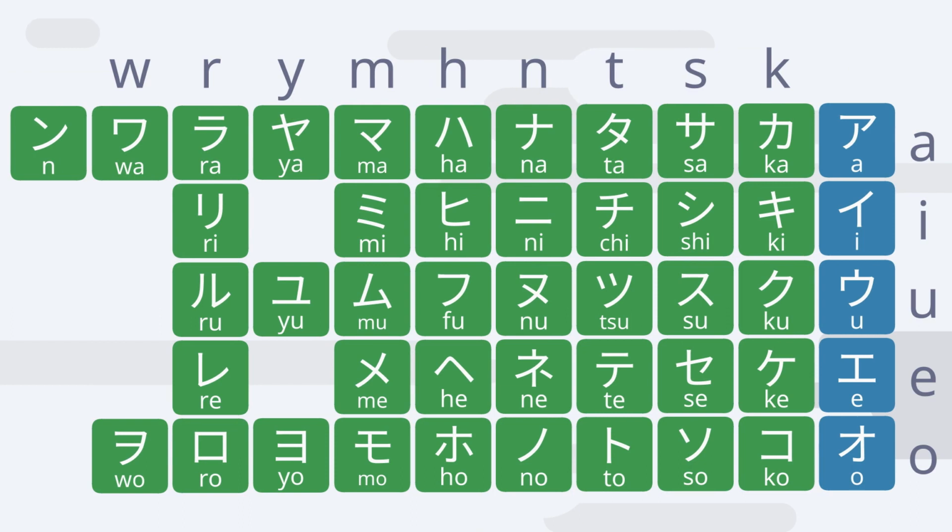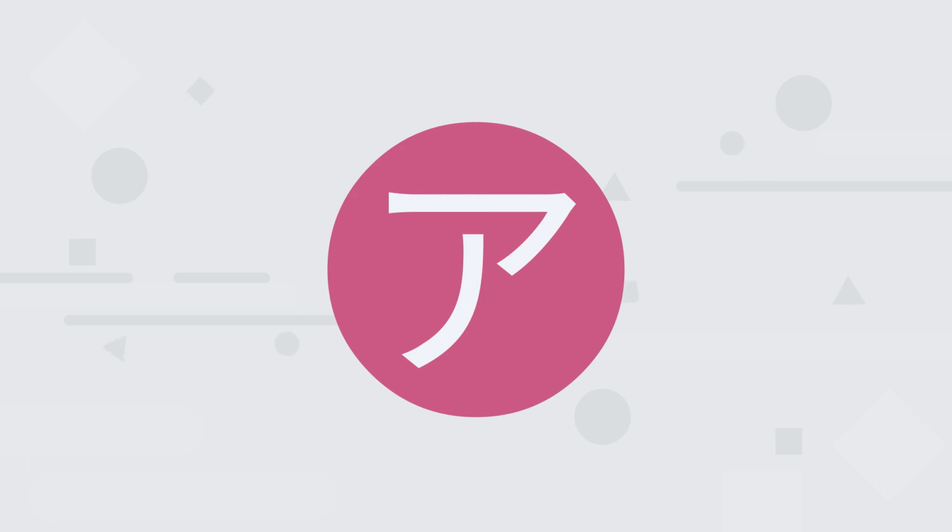In this lesson, we'll learn the katakana characters for the 5 vowel sounds in Japanese. A, I, U, E, O. The first character we'll learn is A.